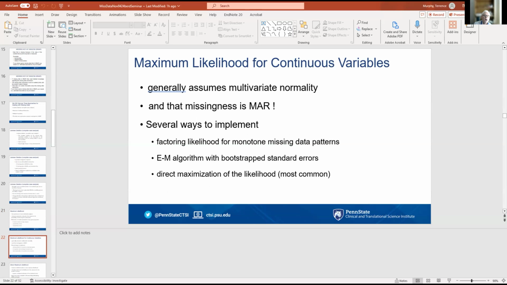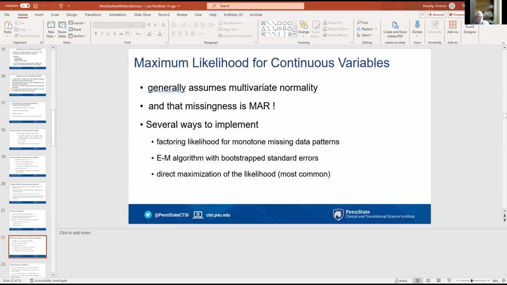If you're using maximum likelihood to address missing data, you generally assume multivariate normality of all the variables that you're considering. You assume that the missingness is missing at random, and you have a number of options for how to implement. The simplest way conceptually is to factor the likelihood for a monotone missing data pattern. That's a missing data pattern, which is rare. It's elegant and simple in that you're missing in one variable and then you're missing in two variables next to each other and three variables.